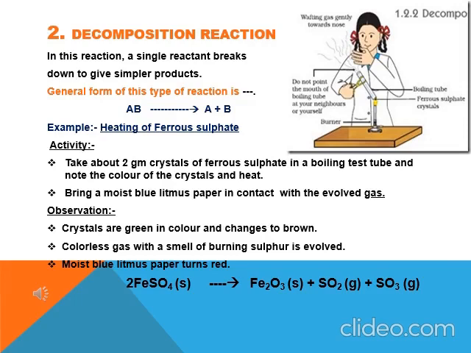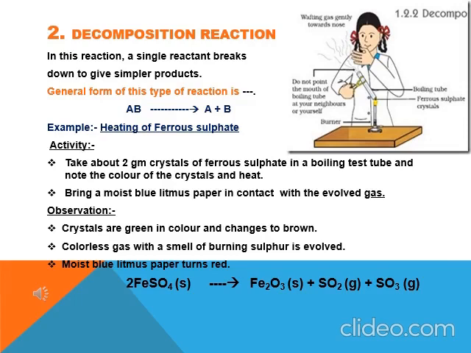For the explanation of this type of reaction, the first example we'll take is heating of ferrous sulfate. These are the activities given in your book. So heating of ferrous sulfate: what you have to do in this activity is take 2 grams of crystals of ferrous sulfate. Ferrous sulfate is FeSO4.